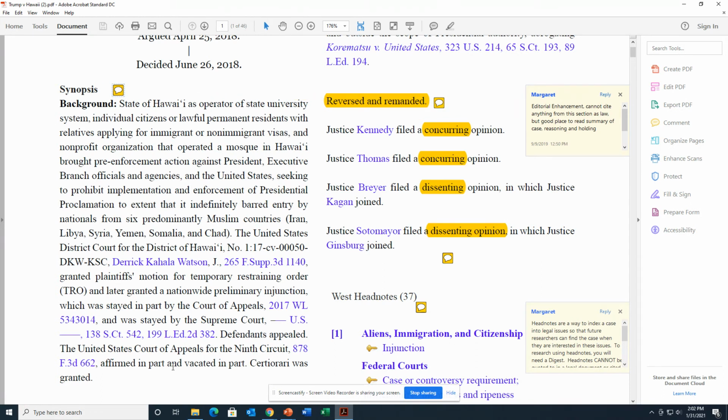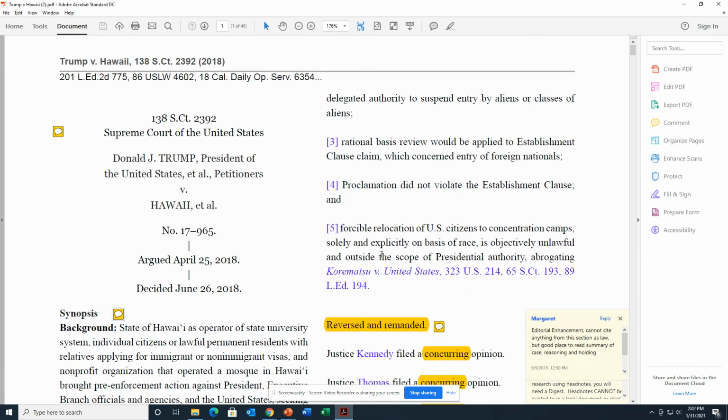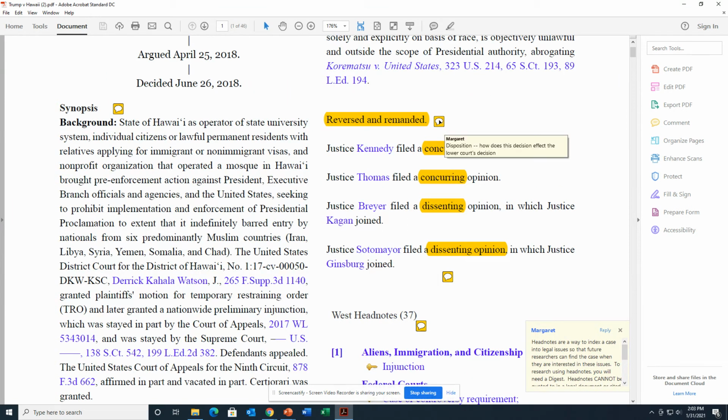This is stuff that an editor read and kind of helped you summarize. So it's not the text of the opinion, it's a synopsis, and you don't cite to this at all. It just helps you explain about the case a little bit. Okay, close that. All right, here, this is my disposition. It was reversed and remanded.